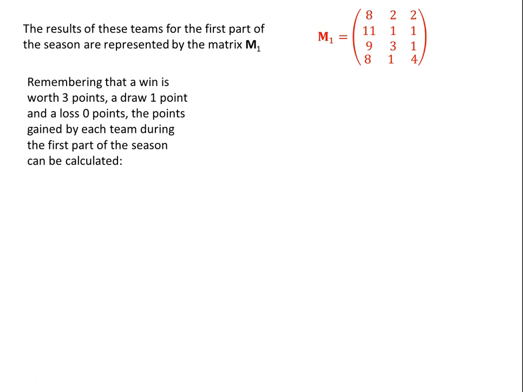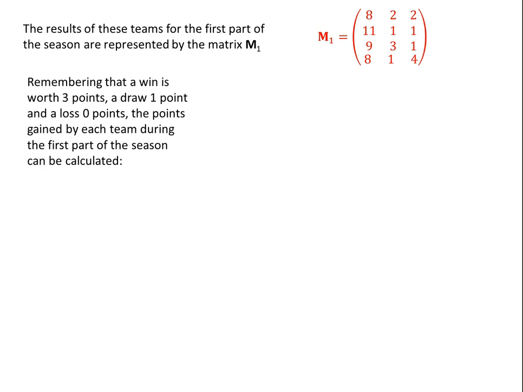So here again are the results for the first part of the season. And in football, the usual points awarded are 3 points for a win, 1 point for a draw, and no points for a loss. So if those are the points awarded, we can calculate how many points each team got.